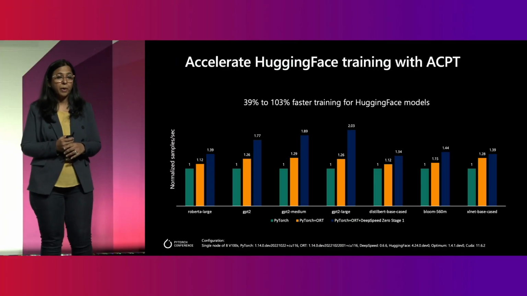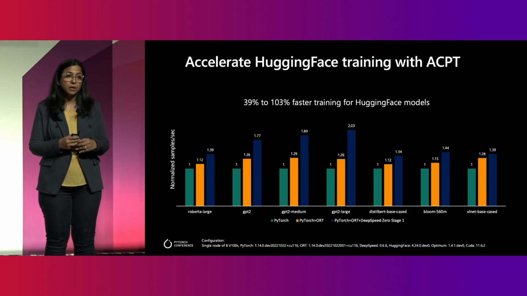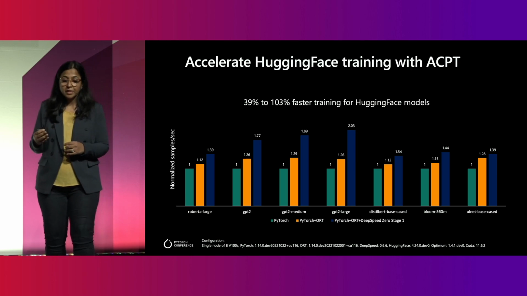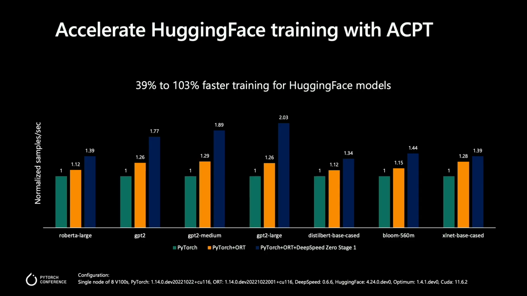This is an example of what happens when we use the Azure container for PyTorch and include the DeepSpeed acceleration technology and the ONNX Runtime training capabilities: the gains we see in terms of samples per second, or the training time. This was run against Hugging Face models like RoBERTa Large, GPT-2, Bloom models, and DistilBERT.